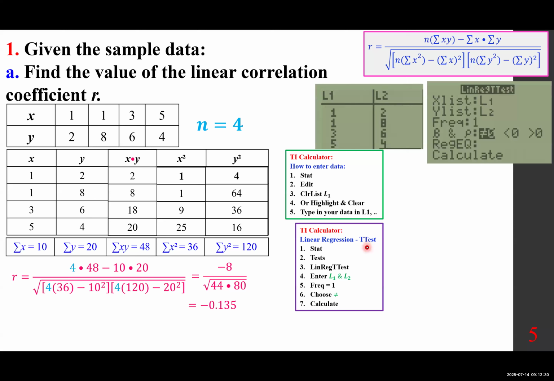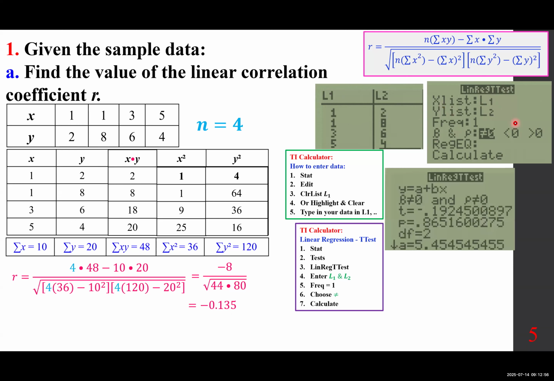linear regression t-test. It does a lot of things. For now, we are concerned with the value of R. So for the X list, obviously L1, Y list is L2. This you can ignore. And this one is for the alternative hypothesis: you put not equal to, and you do the calculation. That's for the test of hypothesis.